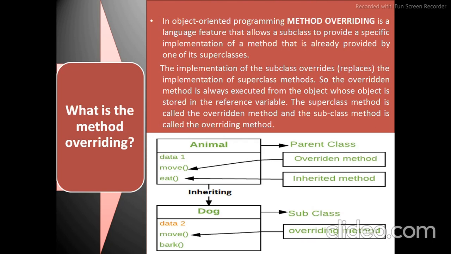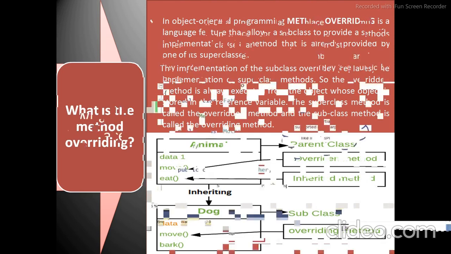Here is an example of two classes with the names Animal and Dog, in which Animal is the parent class and Dog is the subclass, in which Move is the method which is repeated in both the classes, where Move is the overridden method in the parent class and Move is the overriding method in the subclass, that is Dog.